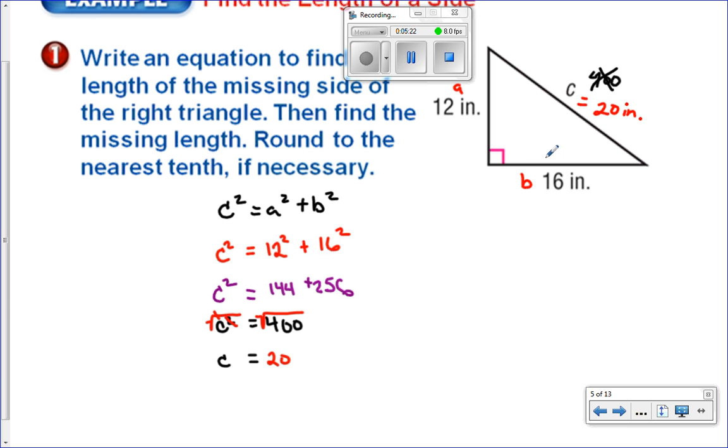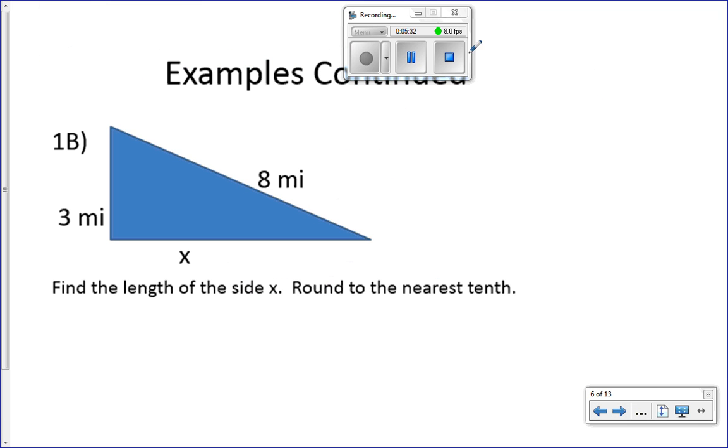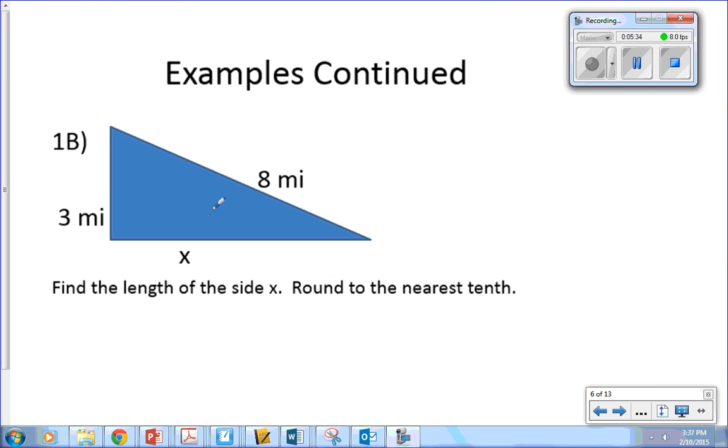I hope this makes sense. What we did here is we had two of the legs on our right triangle, and we found the missing hypotenuse. If we go on to our next example, the next example is supposed to show us where it's possible to find the length of a missing leg. So we'll just jump right in.